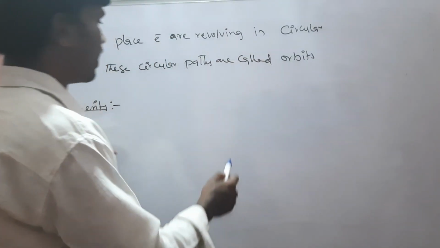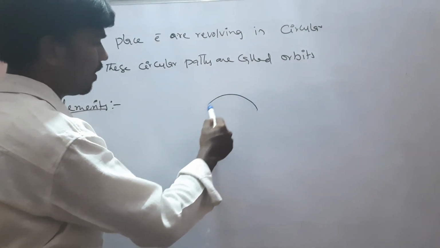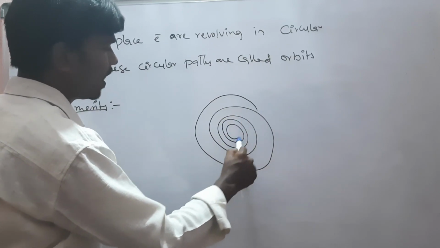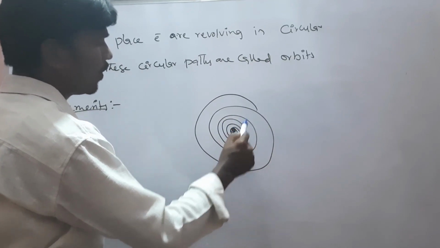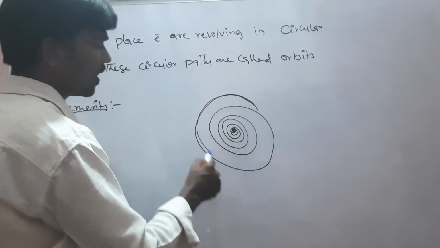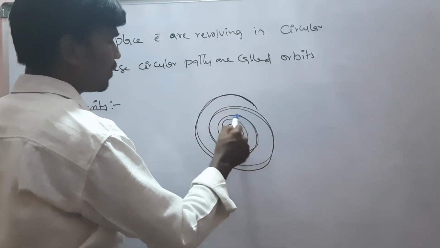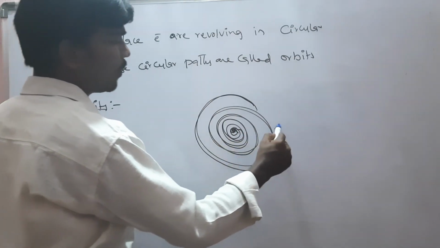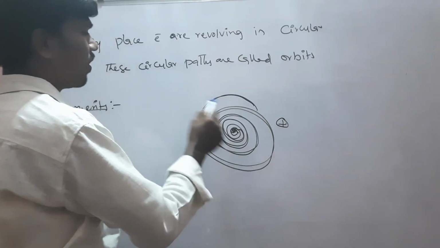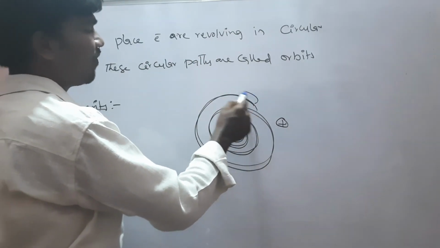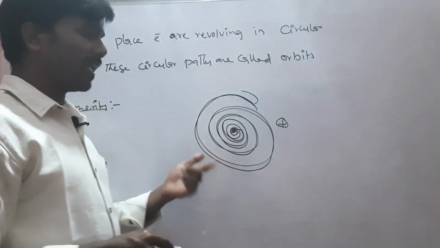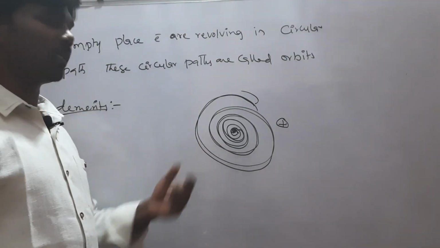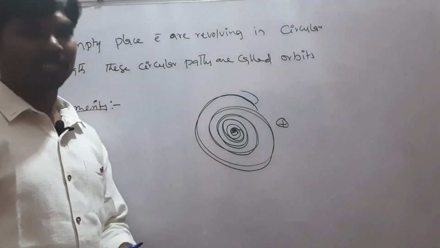The electron revolves in a circular manner, but it has to approach like this, and finally end its position at the nucleus. Continuously losing energy, it has to reach the nucleus, because the nucleus has positive charge. According to his explanation, the electron's final destination is the nucleus. But in reality, that does not happen. Why it does not happen, he is not able to explain. So this is the first demerit.